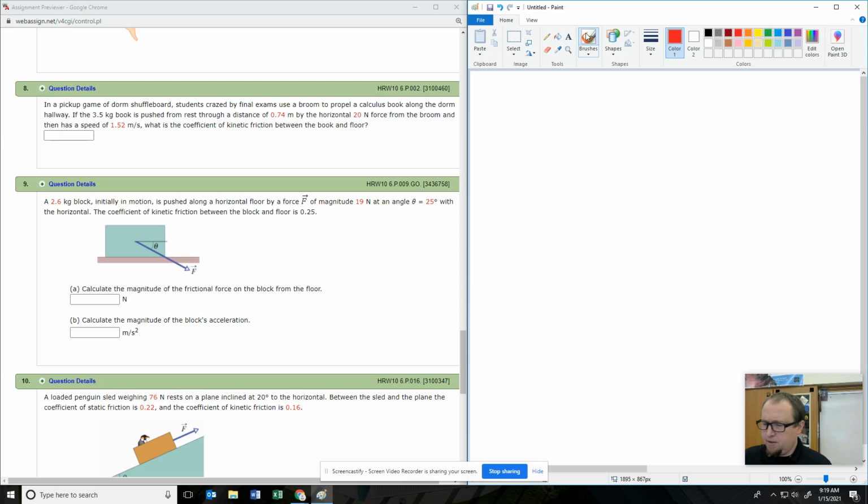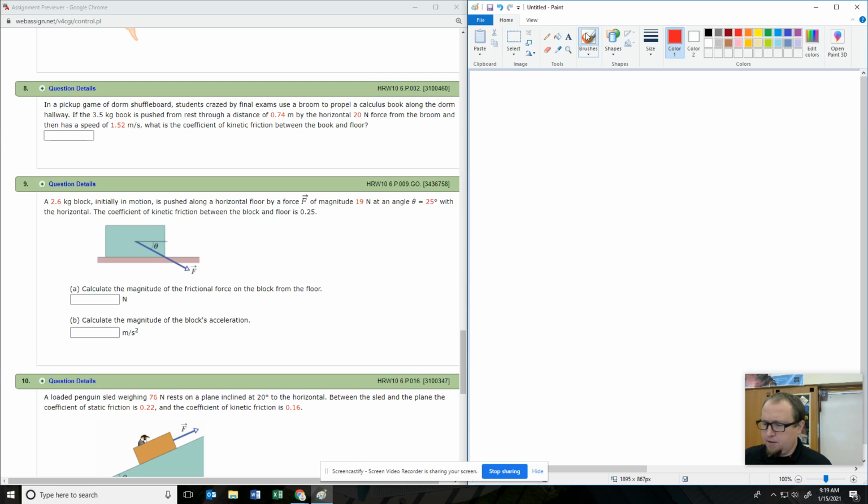If it's about to slip down, no matter what, we got mg sine of theta. Let's just solve for that. So 76 is mg, sine of 20. So let's do 76 sine of 20. It's 26. So in all these problems, I'm going to have 26 pulling down the ramp. I got 26 newtons pulling down the ramp. So how much do I have to have going up the ramp? I got to have 26.